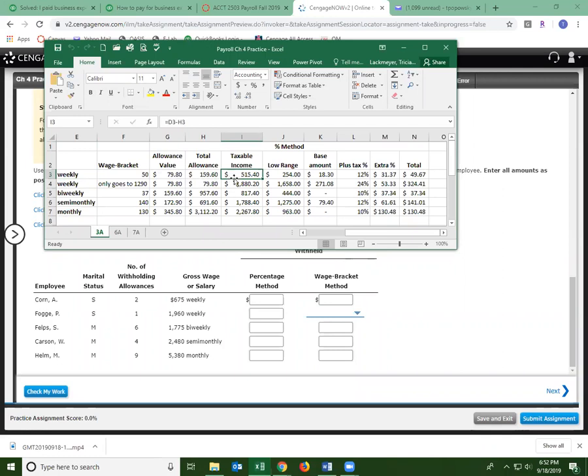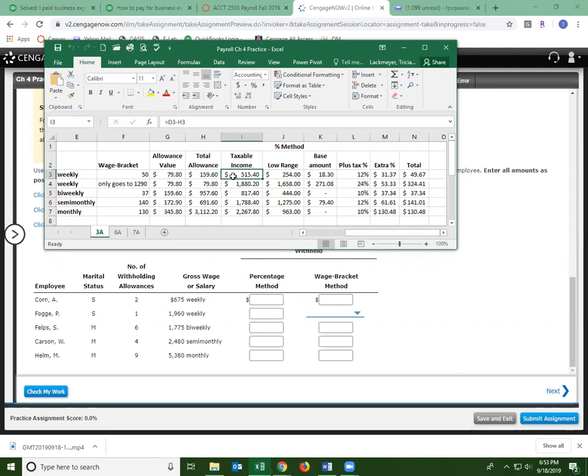So I'm going to look up $515.40, and I got that by taking the weekly pay, the $675, minus the total allowances. So always step 1 is to calculate the amount that we're going to look up in the percentage method tables. So it's really not the taxable income amount, but well, it is. We're looking at the full gross wages minus the total allowances. So I just went with taxable income.